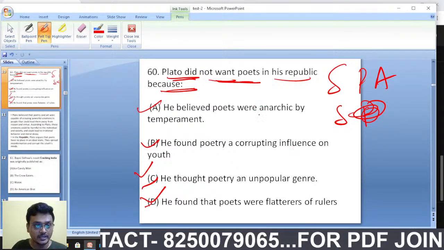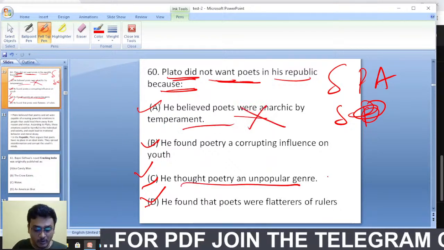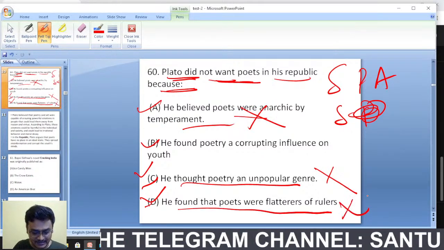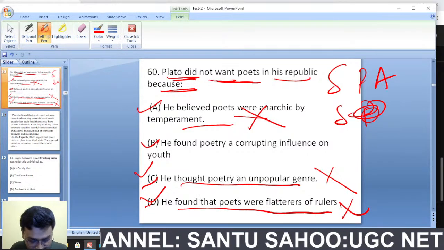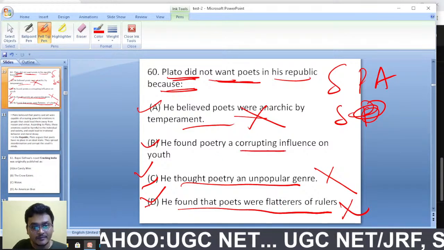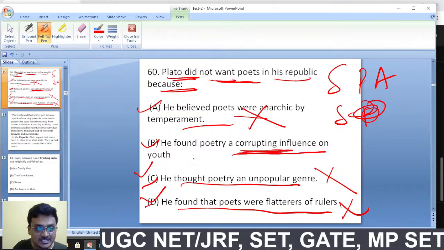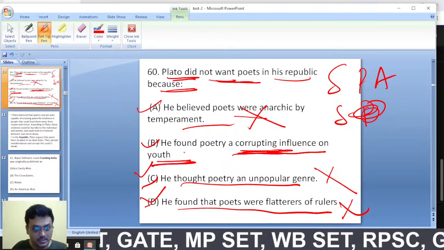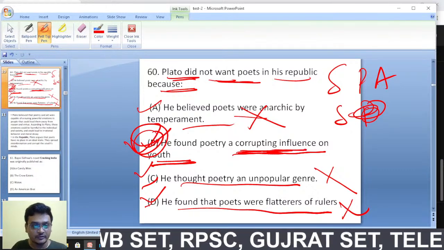Question 60. He believed poets were anarchic. That is wrong. He thought poetry an unpopular genre. That is also wrong. He found that poets were flatterers of the rulers. That is also wrong. Exactly, Shraddha and Ananda. Excellent. He found poetry a corrupting influence on youth. B is the right answer.